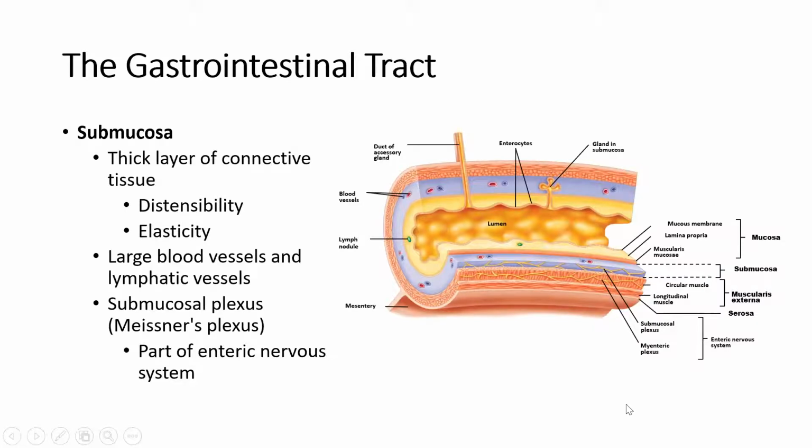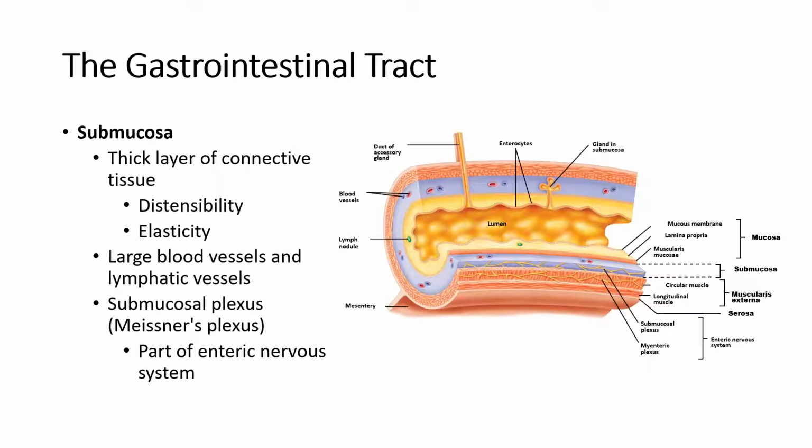Okay, the second major layer here, the submucosa, we describe this as being a thicker connective tissue layer. This has collagen. This is going to help with the distensibility, the elasticity, the stretch of the GI tract so that it can accommodate varying volumes of food and fluid.